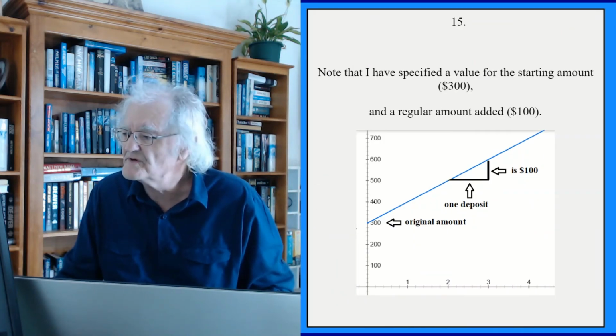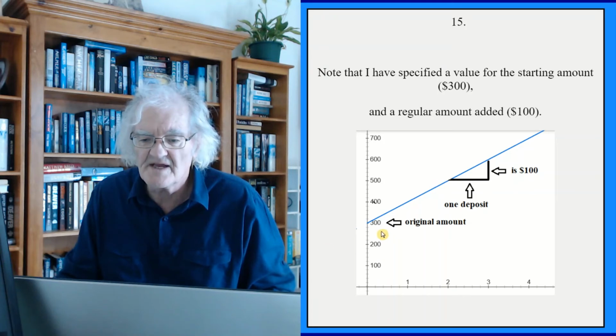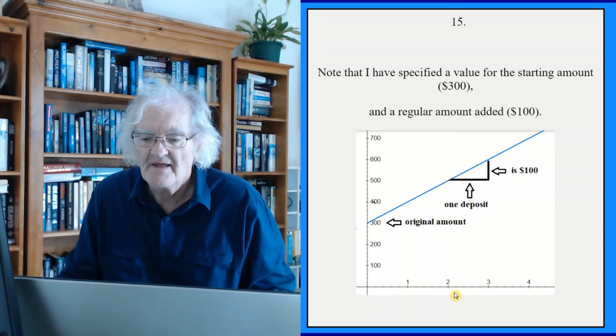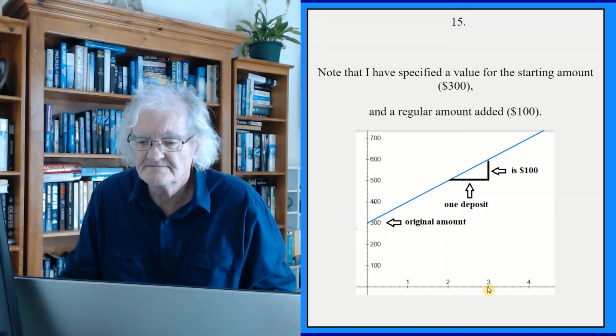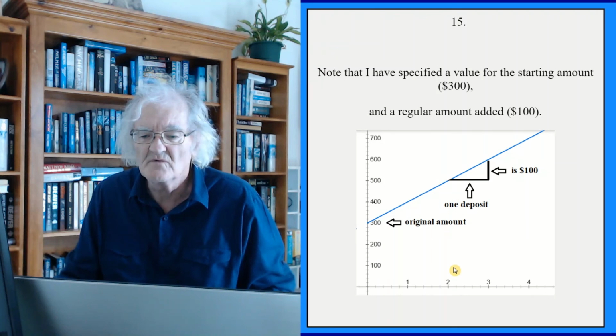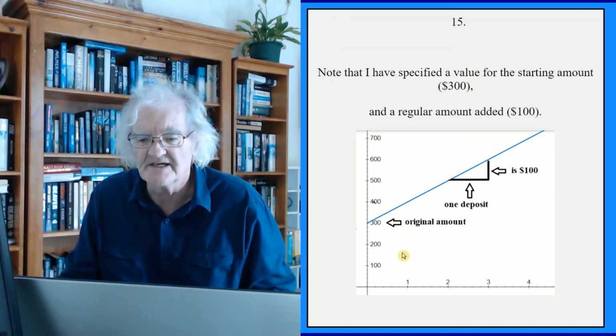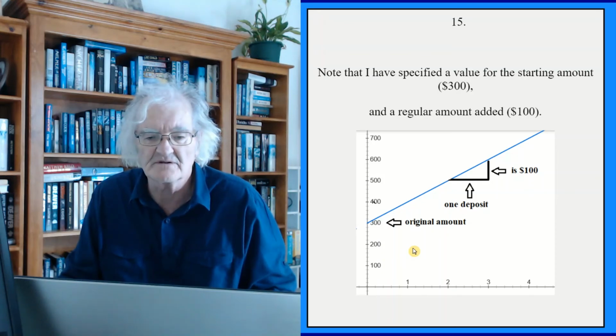So here's the graph which represents beginning with a $300 amount in the bank and depositing $100 every time we put more money in the account. So notice the original amount or starting amount, the number of deposits, and the increase in the deposits. Now in this graph, we've kept the increases consistent. So the result is a line, or more correctly, it should be a linear set of dots.